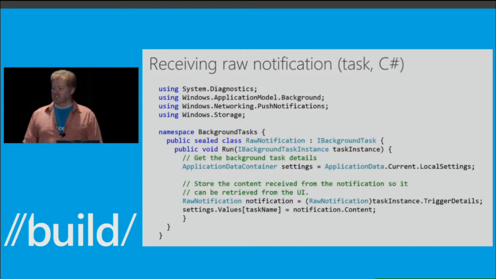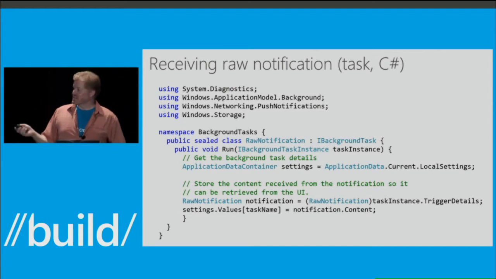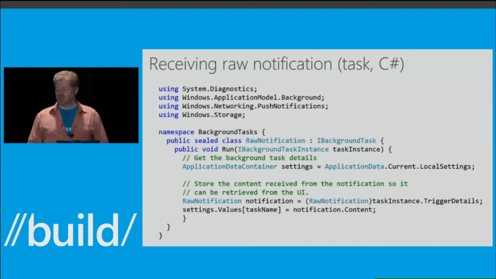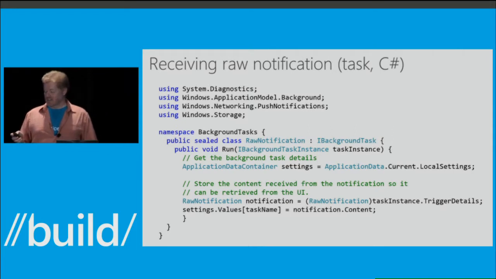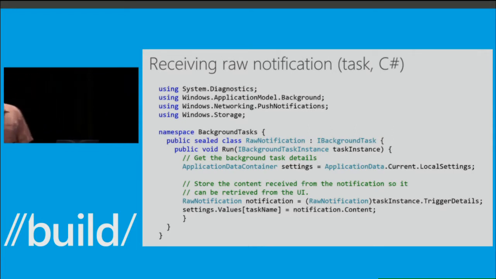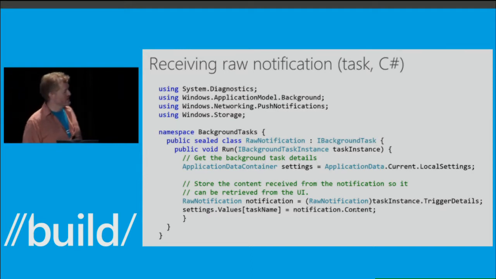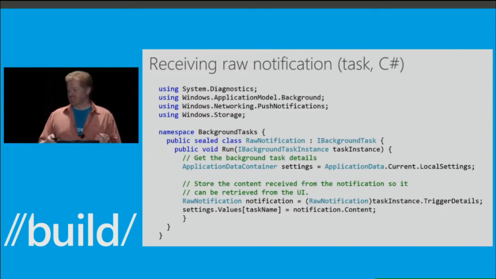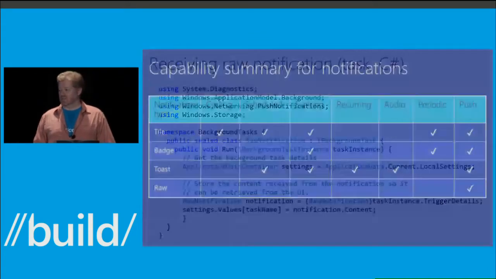So it would look something like this. Here's just an example of, again, a background task written in C# that is getting the local app data and taking this little thing at the bottom here, notification.content. That's the actual data that came down through the raw notification. And then I'm just storing that in app data here, but you could do really anything you wanted with it.